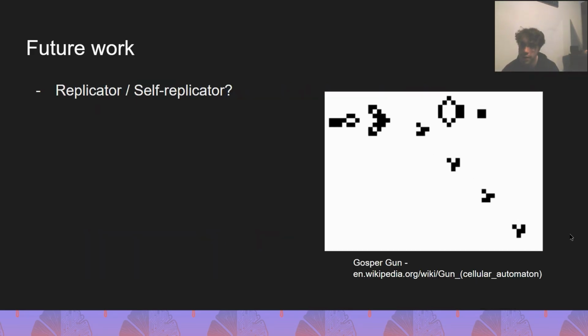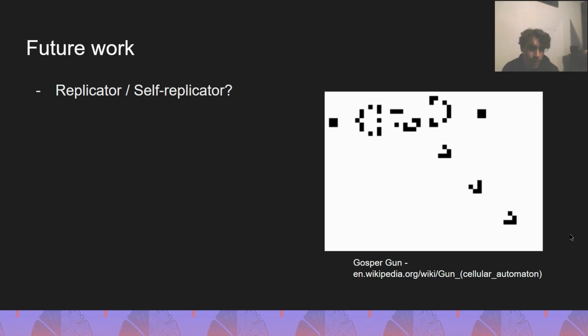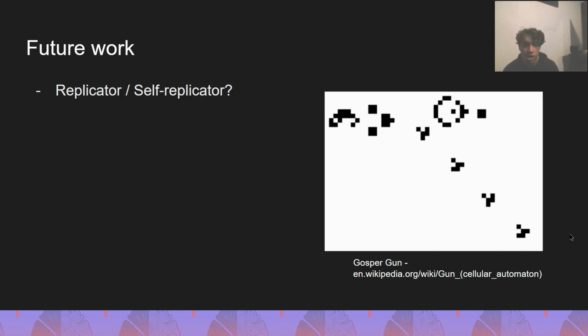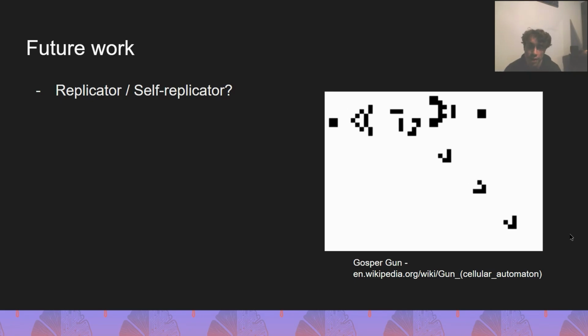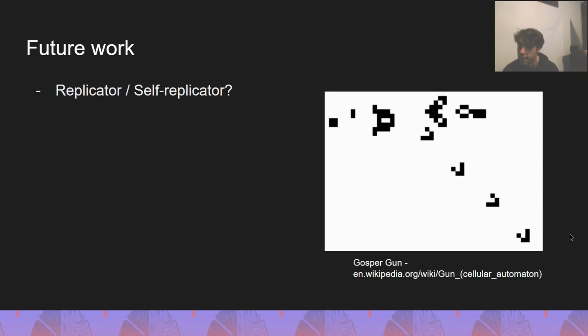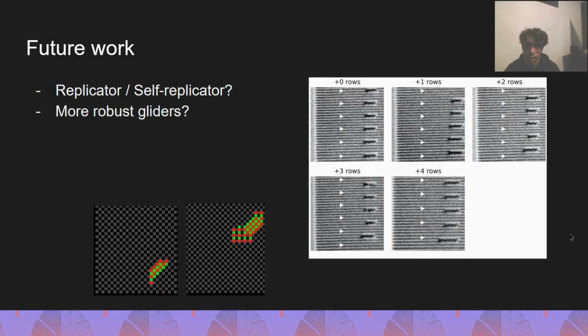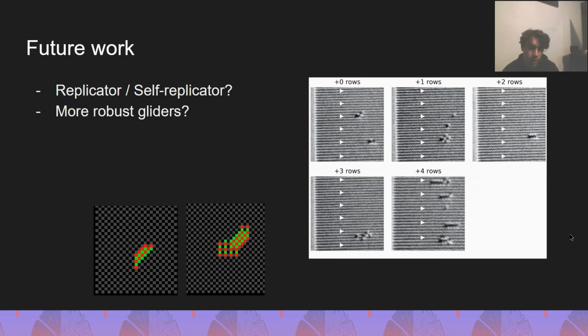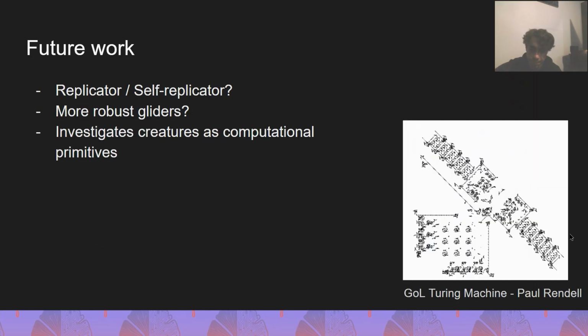So there's lots of future work to think about. An obvious missing aspect of life is replication. So could we find something either like a Gosper gun that shoots out gliders, or even something like a creature that's able to self-replicate itself? We saw the snake gliders had some trouble in the lab due to noise, but it could be that some of these other larger gliders are more robust. So that would be interesting to look into.